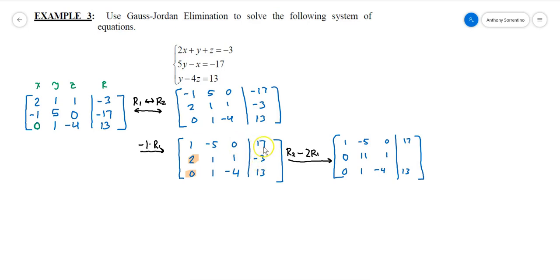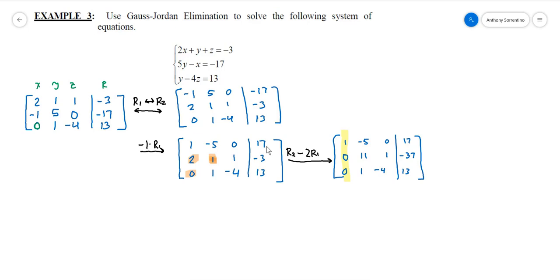-3 minus 2 times 17. Well, 2 times 17 is 34. So -3 minus 34 gives me a -37. If I follow this procedure correctly, I'm not going to have anything go on differently here. That's going to stay the same. So I'm going to do one more row operation at this point.